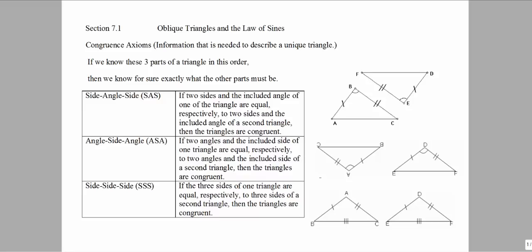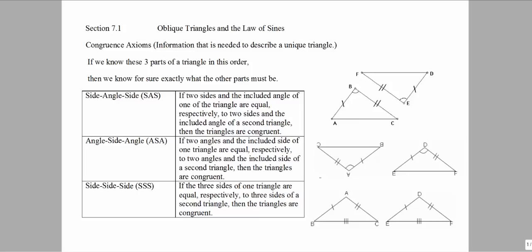In Chapter 7, we start to talk about what we call oblique triangles. Oblique triangles are triangles that are not right triangles. In other words, they do not have a 90-degree angle in them.